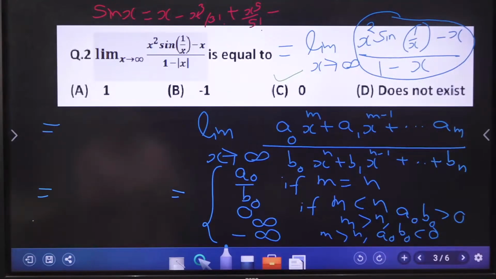Okay. Now come to the next problem. Question number 3. What is question number 3?